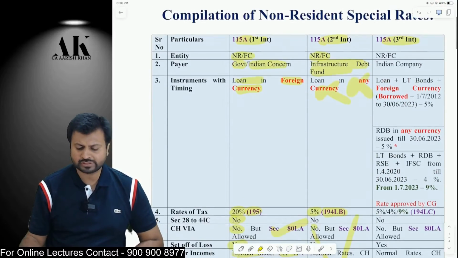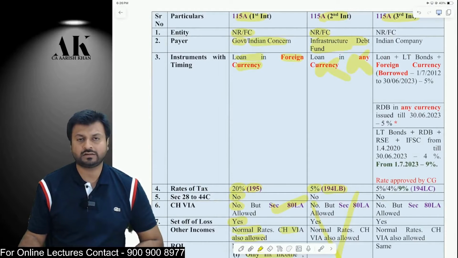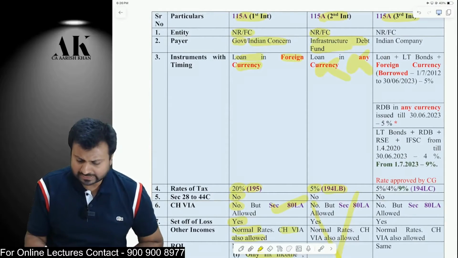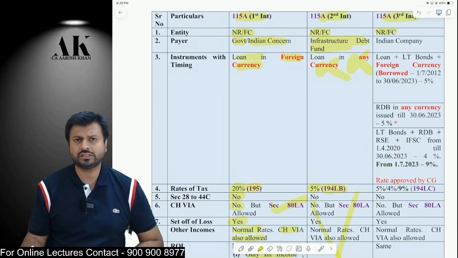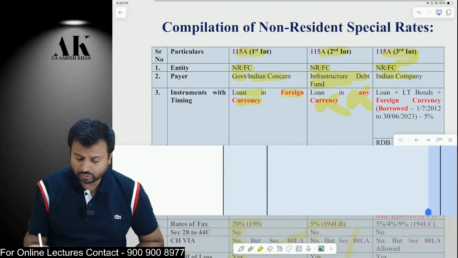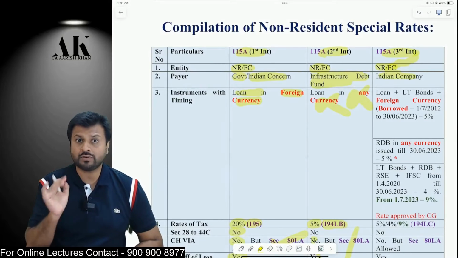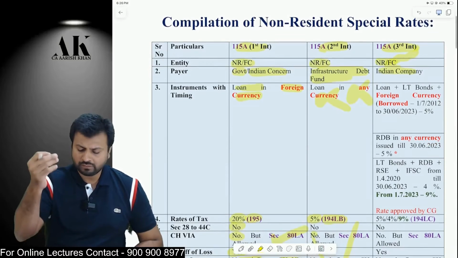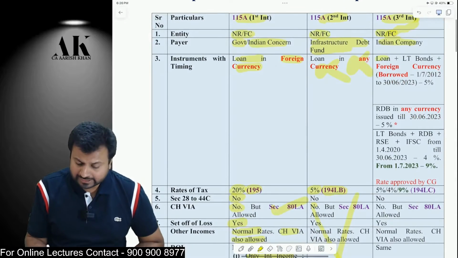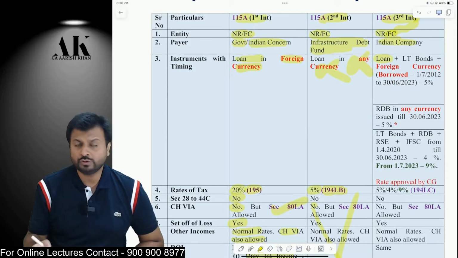The third section is the most critical one. There are a lot of nitty-gritties in the third section. In the third section also the assessee is non-resident and foreign company only. The assessee is not changing. The payer is changing. Now the payer is only Indian company, not Indian concern, not government, but only Indian company. Now what the non-resident and foreign company is doing? Non-resident and foreign company is giving loan to you. To whom? To Indian company.